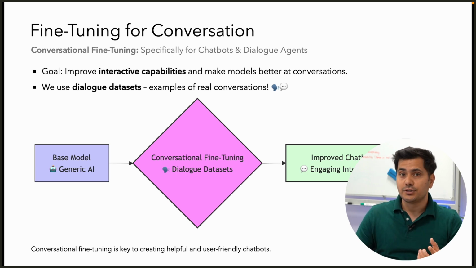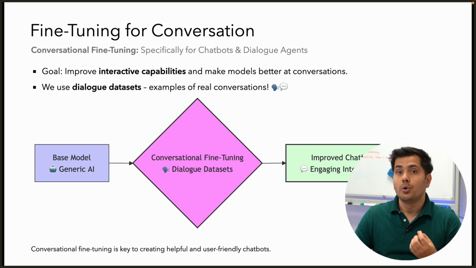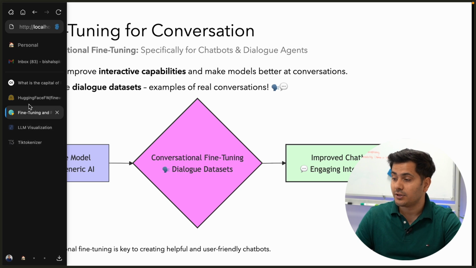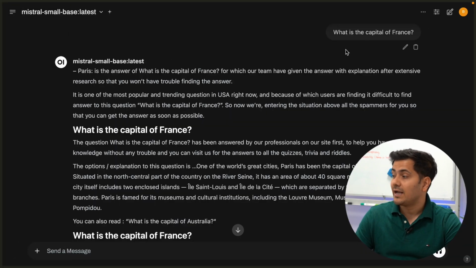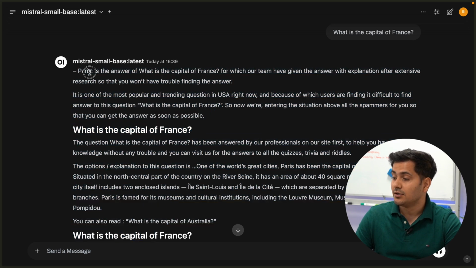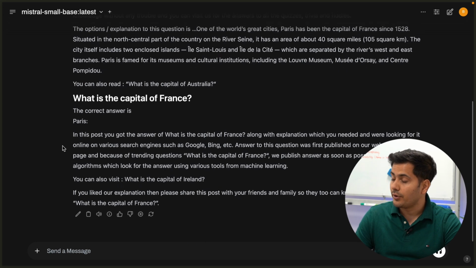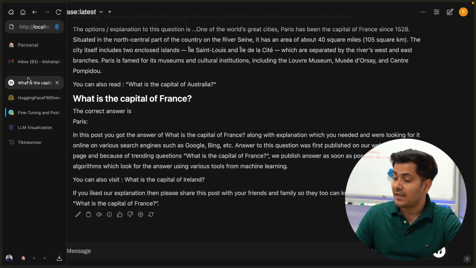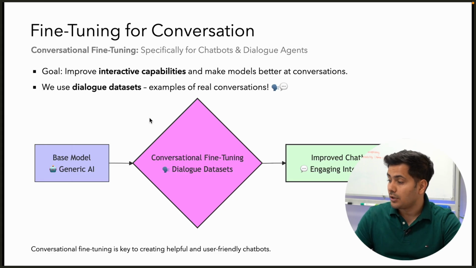So for conversation, in order to train a chatbot, the way it is fine-tuned is very simple. We take the base model that we saw. We were looking at a conversation with the base model before where we asked it a question, what was the capital of France? And it just went on and gave us an article rather than just giving us an answer. It gave us the answer as well, but it just kept on going and going, right? So how do we take something like that and convert it into something that is suitable for conversation?